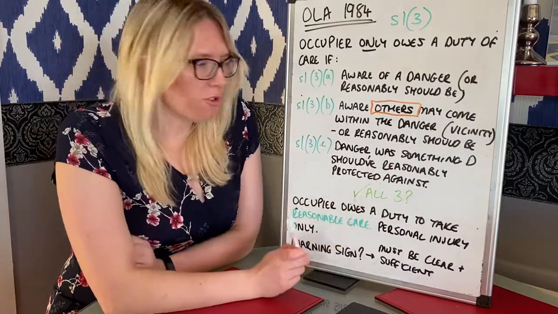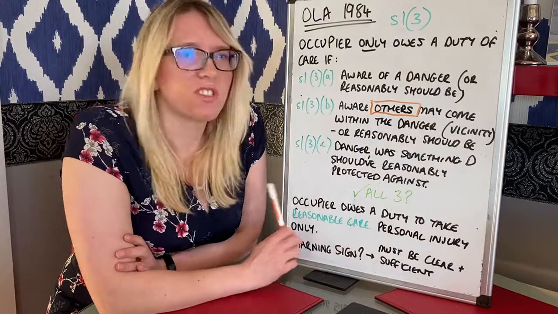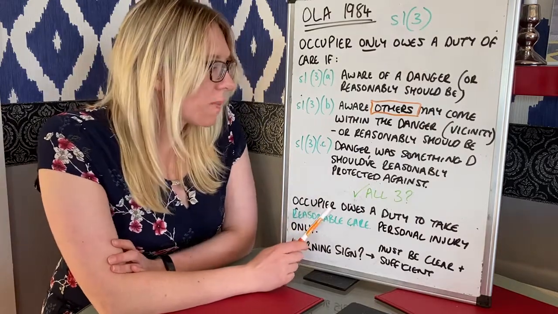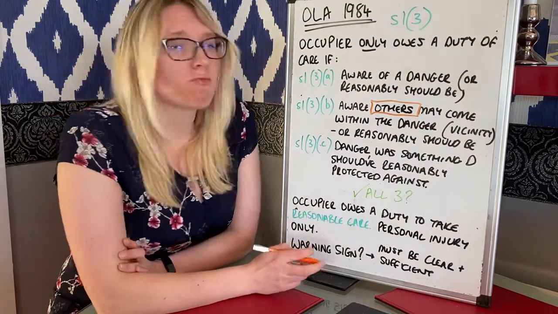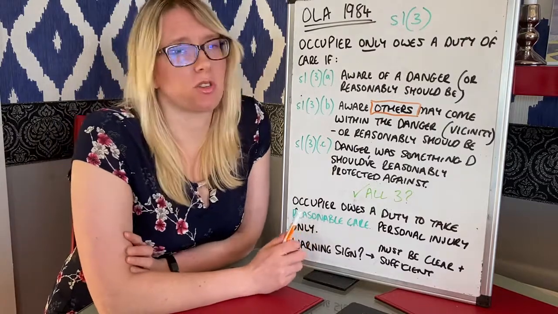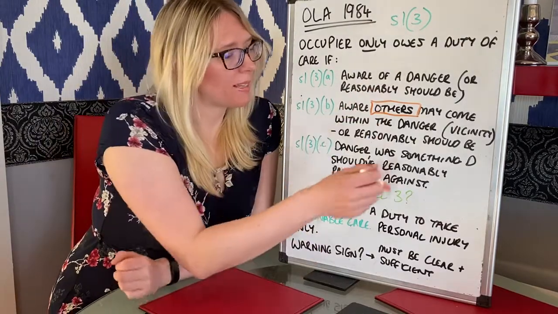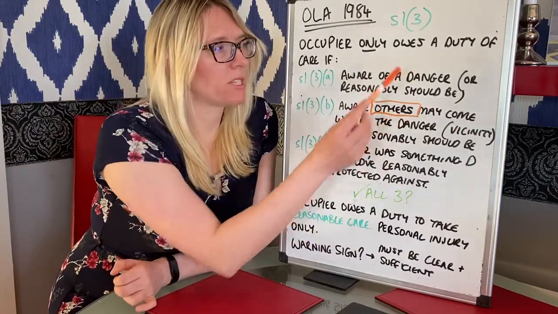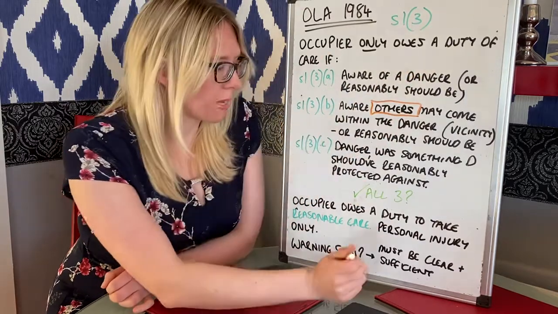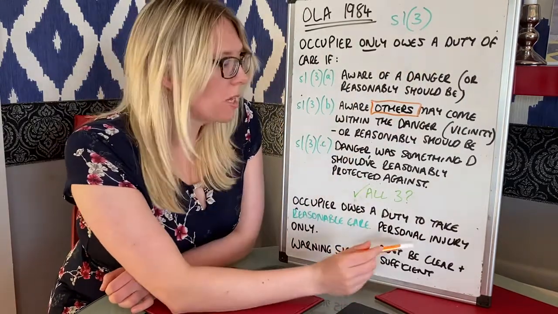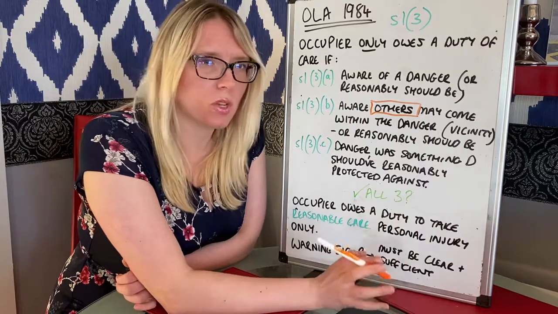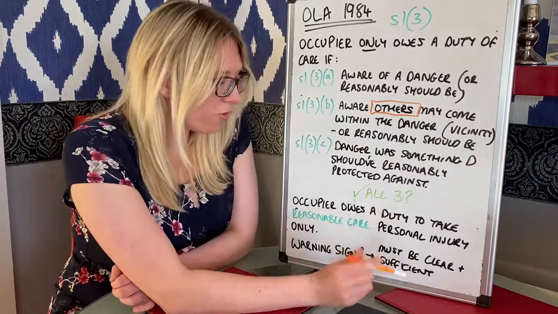But if you have all three, then we have a normal negligence rule. The occupier owes a duty to take reasonable care to make sure you're not injured. So basically, they should take reasonable care to make sure this danger doesn't harm people. Remember, it's personal injury claims only. You can't claim for your damaged stuff.